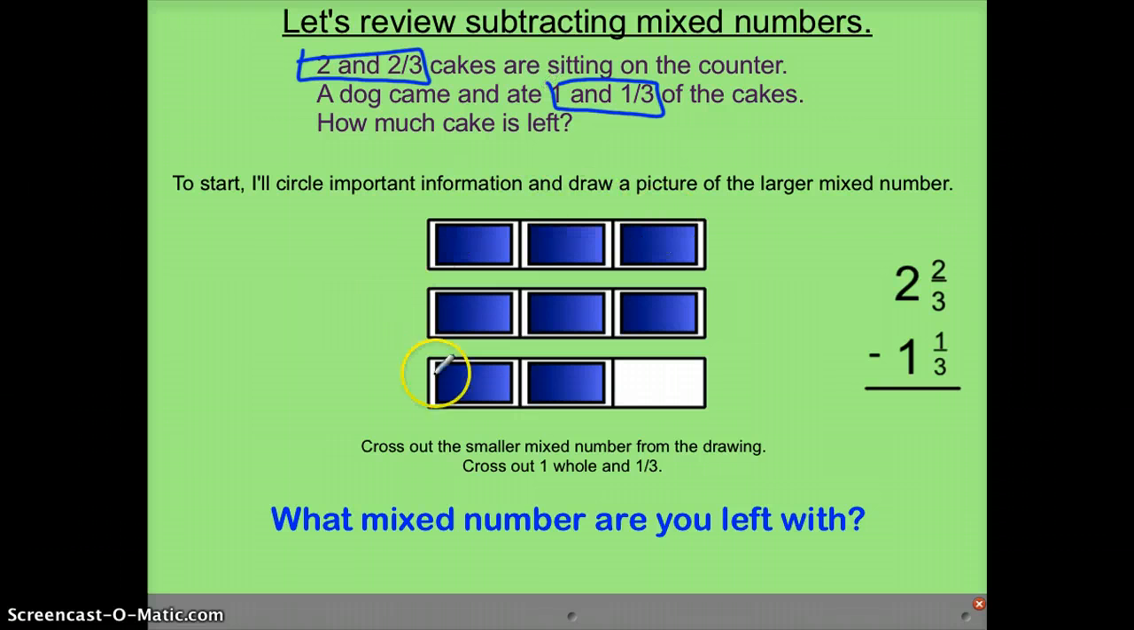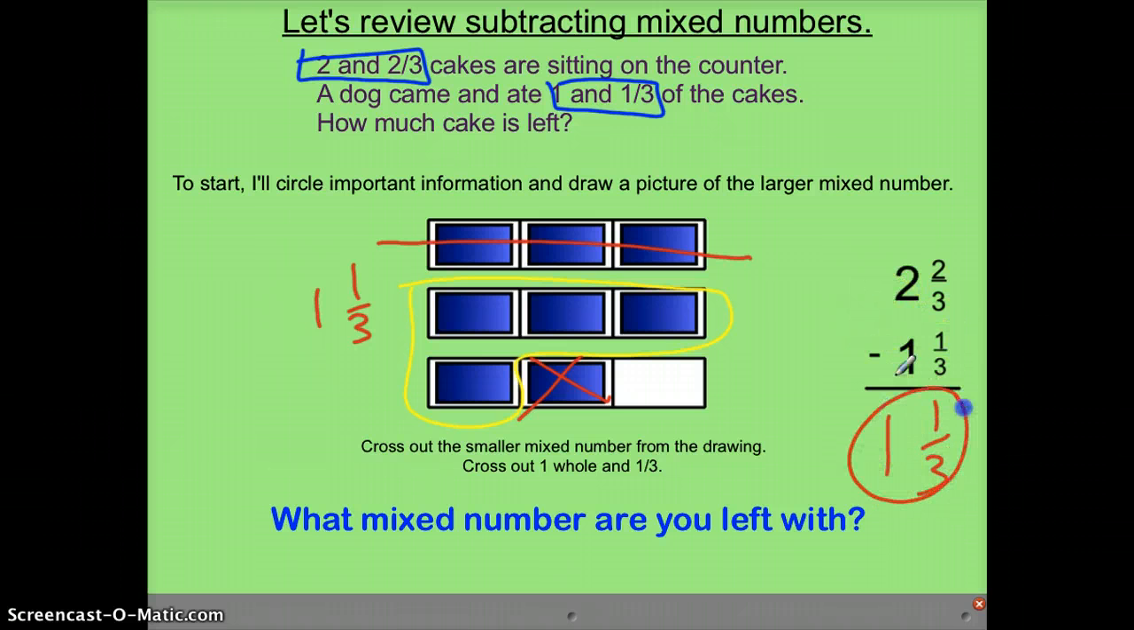So this fraction, 2 and 2/3, has already been drawn. Let me subtract 1 and 1/3, which means subtract 1 whole and then subtract 1/3. And I'll just circle what's left, which is 1 whole and 1/3, or 1 and 1/3. I'll solve it with numbers. 2/3 minus 1/3 is 1/3, and 2 minus 1 is 1. Same answer.